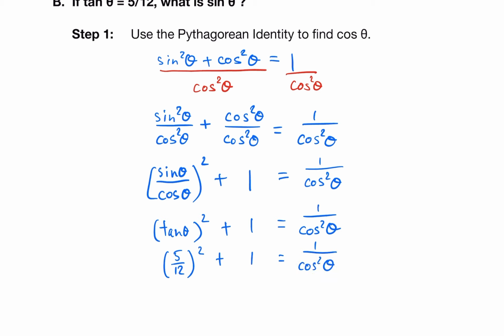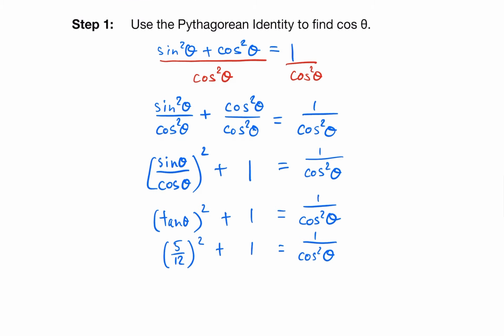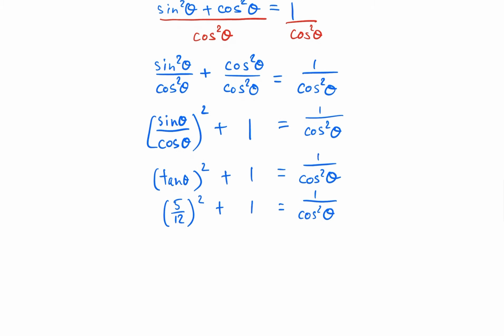Okay, this is a fairly long problem, so bear with me for a little bit longer. We're going to go ahead and multiply this out, the 5/12. Okay, and when that is squared, that works out to 25 over 144. Okay, we also want to add 1, right? We want to add 1 to this fraction, but we're going to rewrite the value of 1 in terms of 144 as a denominator. So that's going to equal 144 over 144. Okay, and that equals 1 over cosine squared theta.